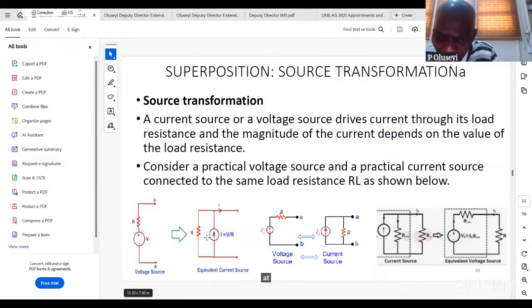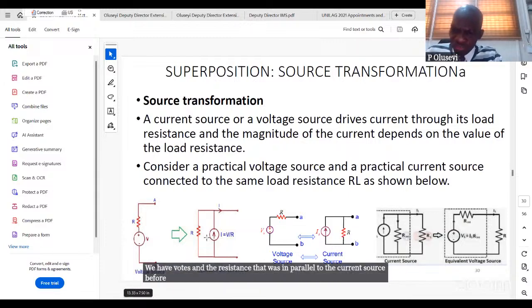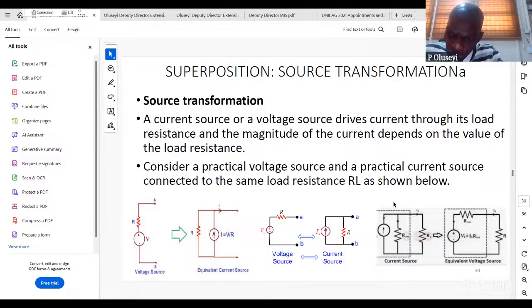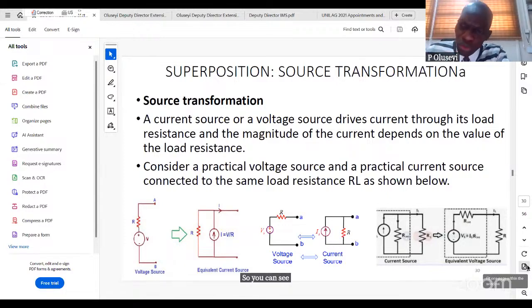And if you are moving from current to voltage, that's why I put the third pair of circuit there. You can see that the source current is equivalent to a voltage source, Vs. Instead of current source now, we have voltage source. And the resistance that was in parallel to the current source before is now in series with the voltage source. And then the voltage is now Is times R equivalent, or R internal, Rint. So you can see the flip-flopping that you can do there.